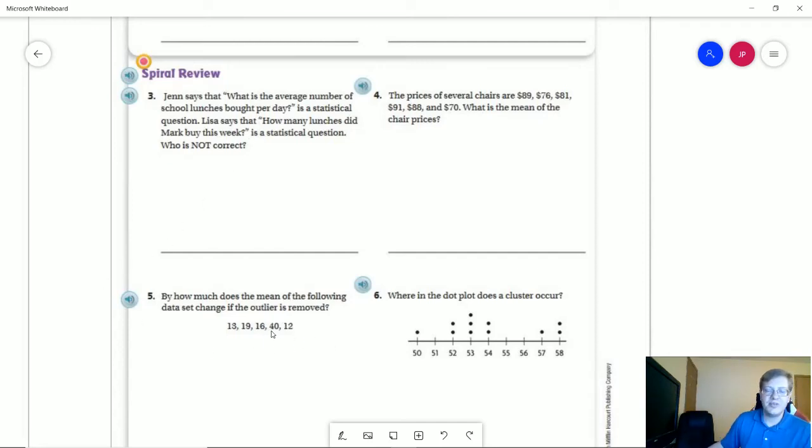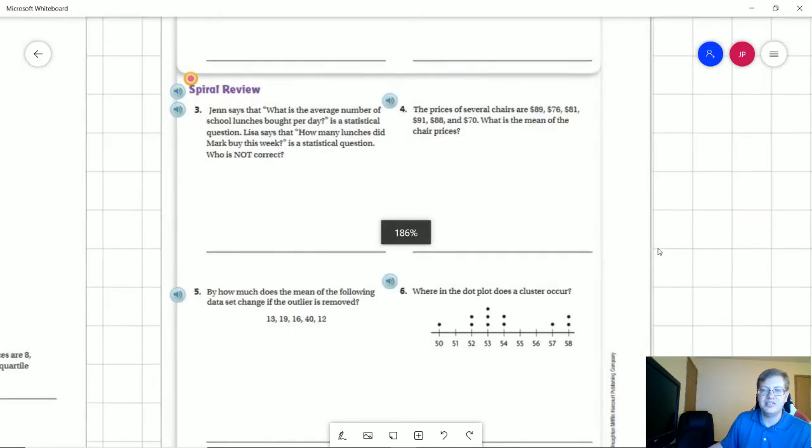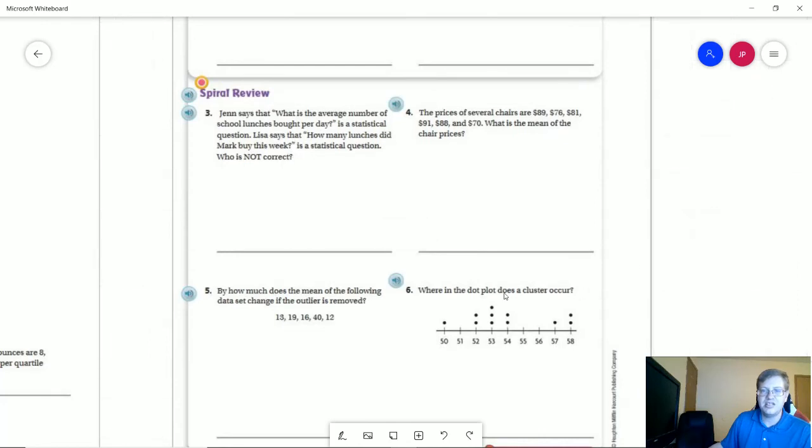And then again, for number 5, we're going back a lesson or two. Think about what our median, that would be this number. What would be our mean of the data set if we took that away, or what would the difference be? So it says, how much does the mean change? So find the mean with all 5 numbers and then find the mean without this number there, and that would give you an indication. And then for number 6, there may be more than one correct answer.